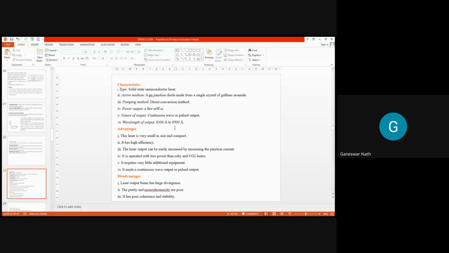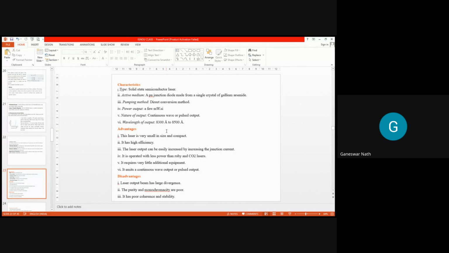The power output is some milliwatts. The output you get is continuous, not pulsed. The wavelength of the laser is 8,300 to 8,500 angstrom. There are some advantages of this laser diode. They are very small in size, compact, and highly efficient. They do not cause any pollution to the environment, being free of carbon dioxide, and need little additional equipment with less power requirement.